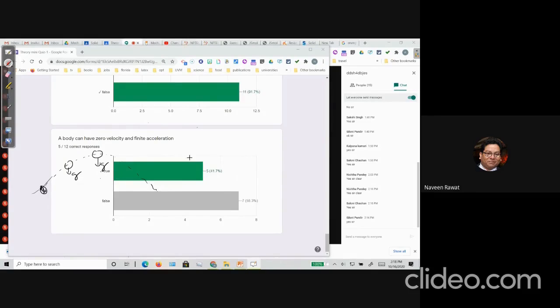Suppose I throw an object straight up in the sky vertically. Initially it will have some velocity. When it reaches the highest point, the object will have 0 velocity. Eventually the object is going to come back down and fall on your head if you don't move. So whenever the object is in the air, there is acceleration due to gravity acting on it, so there is a finite acceleration. However, at the end point, the velocity can be 0.